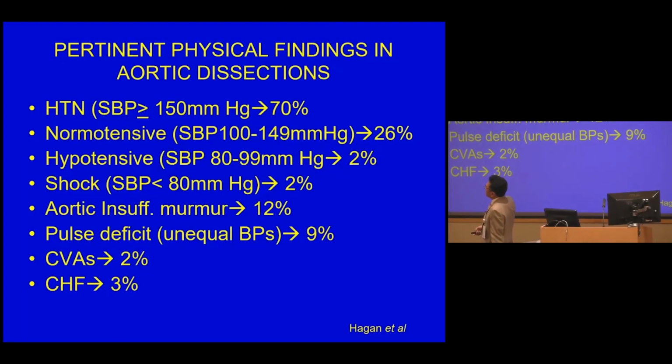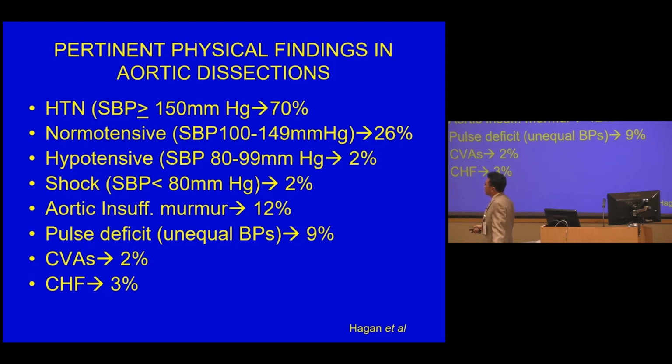The pertinent physical findings: most of the time these patients are hypertensive. They can sometimes present with normal blood pressure. If they're hypotensive or in shock, beware, because these are the patients that are about to die on you, and you've got to rush them to the operating room right away. They probably have either ischemic failure or they're in tamponade.